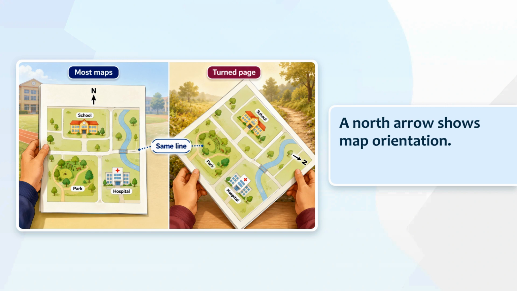A north arrow shows map orientation. It identifies north even when the paper has been turned.